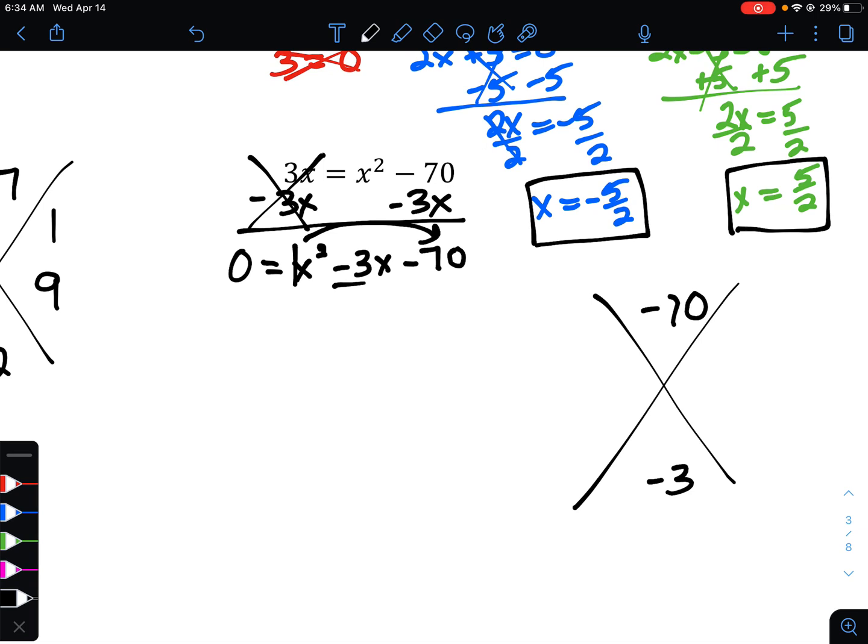Now for 70, a very easy pair of numbers to think about would be 7 and 10. And really, those will work as long as we make the 10 negative, because 7 plus negative 10 is negative 3, and obviously multiplying is negative 70.